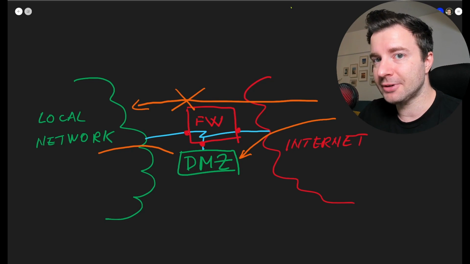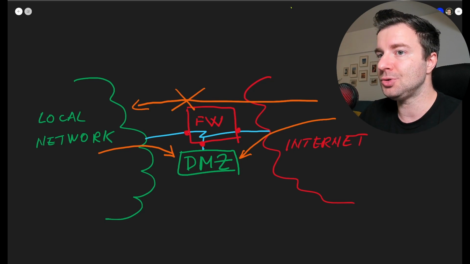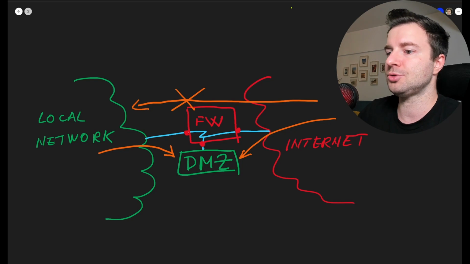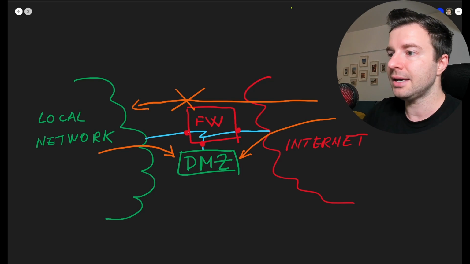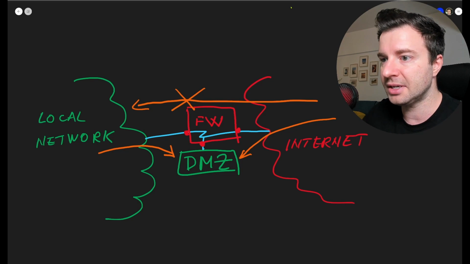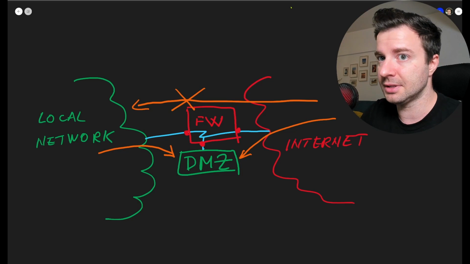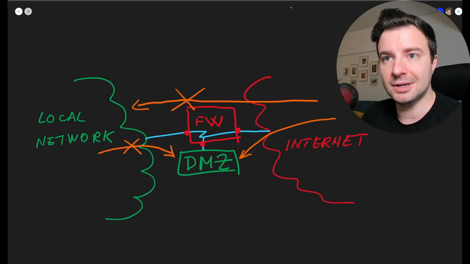And of course, traffic from the local network heading to the DMZ is most likely not going to be allowed, because the DMZ is considered to be an insecure zone. It is exposed to the outside. It is the first one that is going to be compromised if an attack succeeds. So we're going to deny this kind of traffic here as well.